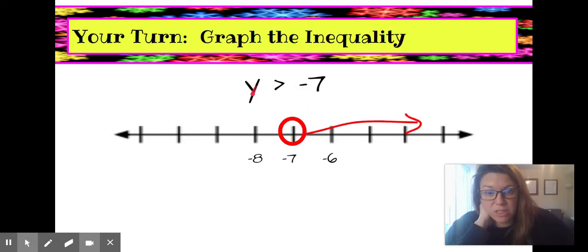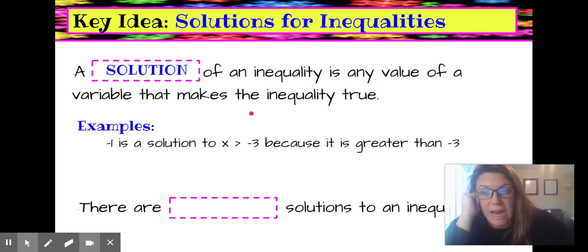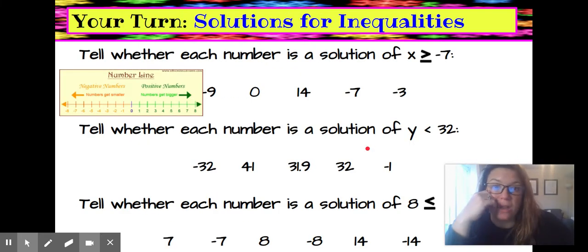If the variable is the smaller side of the inequality and it has the point sticking at it, your arrow goes to the left. So I've talked about this. Solutions are any number that makes the inequality a true statement. So like -1 is a solution to x is greater than -3 because -1 is greater than -3. So that's a solution. And there are many solutions to inequalities.